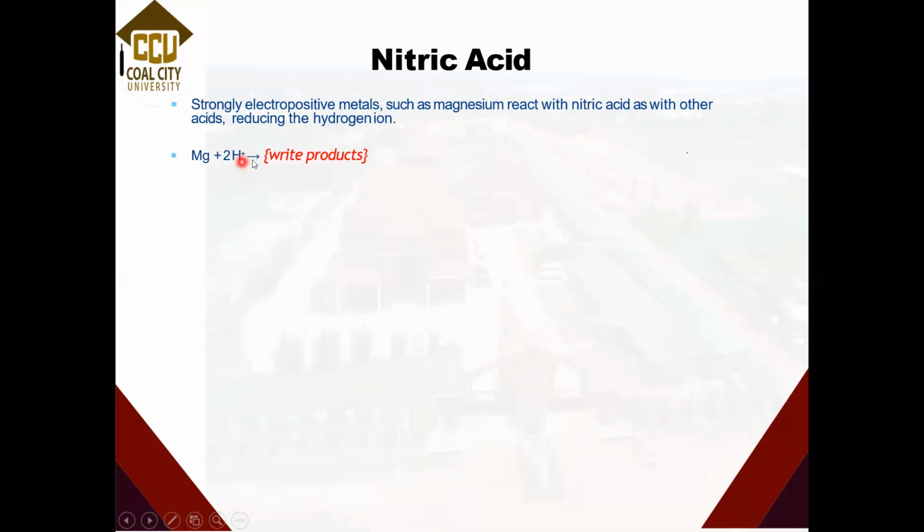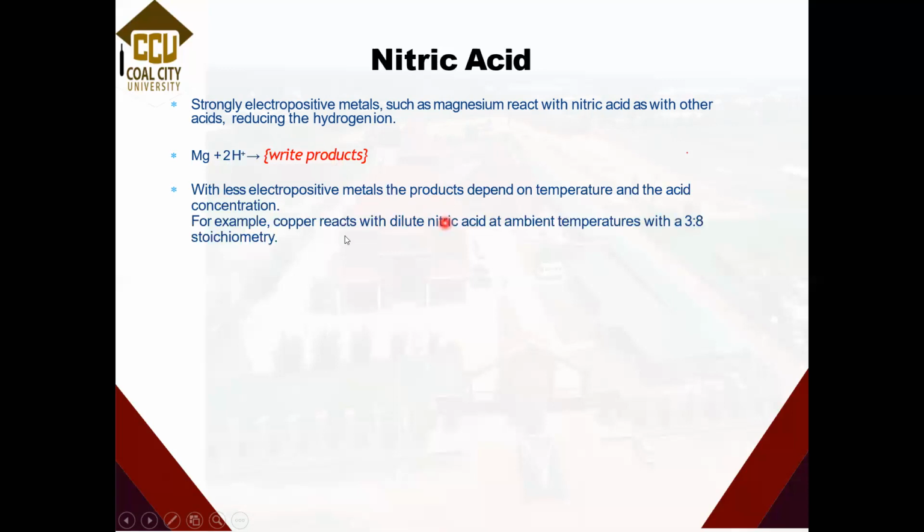Mg plus 2H+ will just give you Mg2+ and H2. So with less electropositive metal, the product depends on temperature and the acid concentration. For example, copper reacts with dilute nitric acid at ambient temperature with a 3:8 stoichiometry. So we can see the 3:8 stoichiometry here with Cu reacting with nitric acid at ambient temperature.